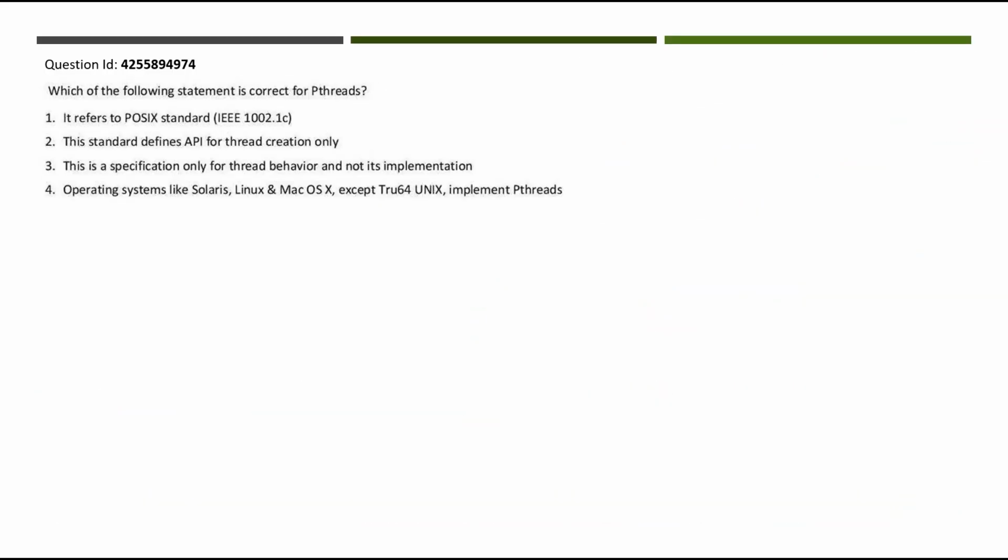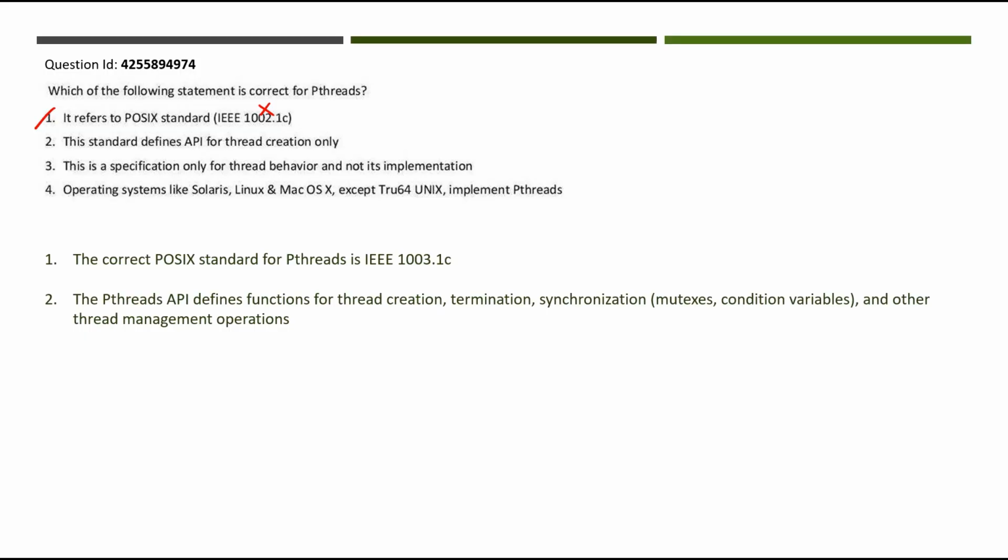Next question. Which of the following statements is correct for Pthreads? The correct POSIX standard for Pthreads is IEEE 1003.1c and not 1002.1c, which is wrong. So 1 is not the answer. This standard defines API for thread creation only, states the second statement. The Pthreads API defines functions for thread creation, termination, synchronization. Mutexes, condition variables are involved and other thread management operations.